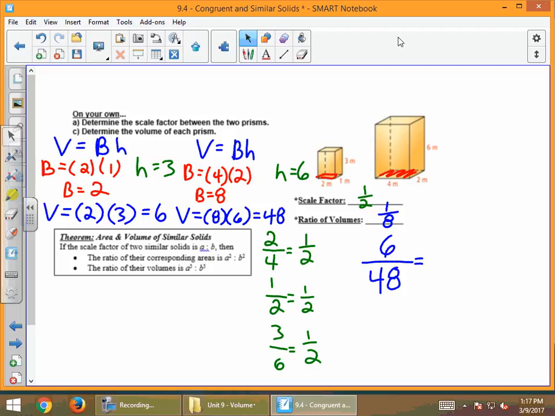So we could have got this answer without ever having to do all this work. We said, oh, there's a scale factor. Well, I know I would cube these numbers, and I would have got 1/8. So it's a little shortcut helping you solve some of these things. We'll do more examples here in a bit. Questions on that?